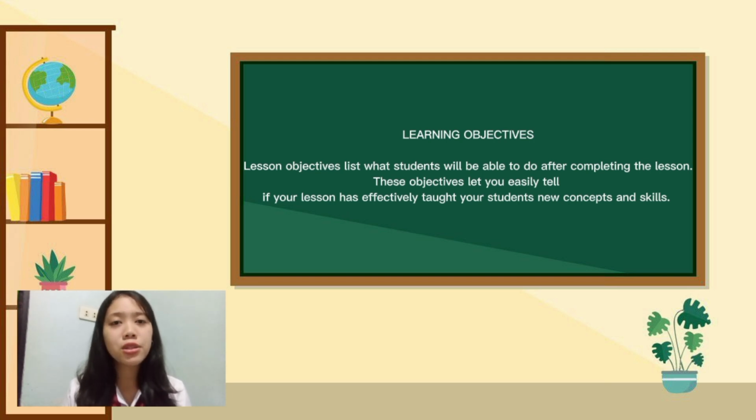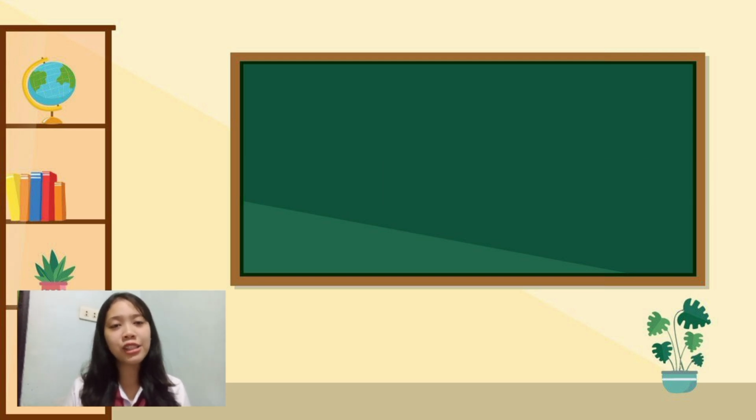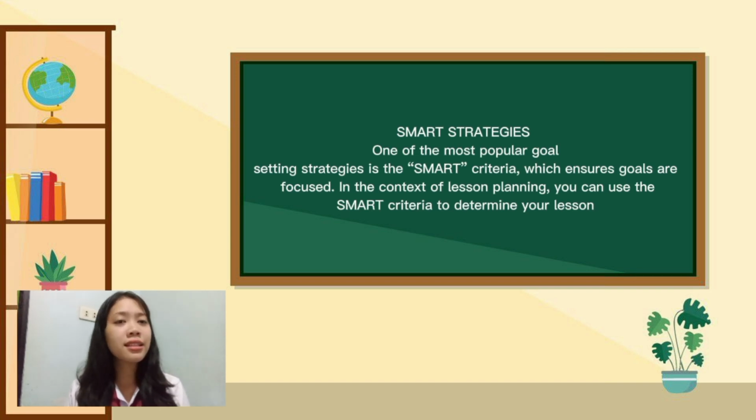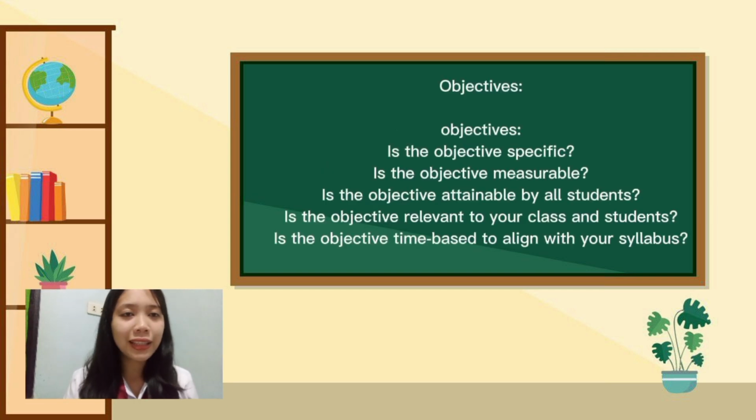First, it's best to view your lesson objectives as goals for your class and students. One of the most popular goal-setting strategies is SMART. It is the criteria which ensures goals are focused in the context of lesson planning. You can use the SMART criteria to determine your lesson objectives.